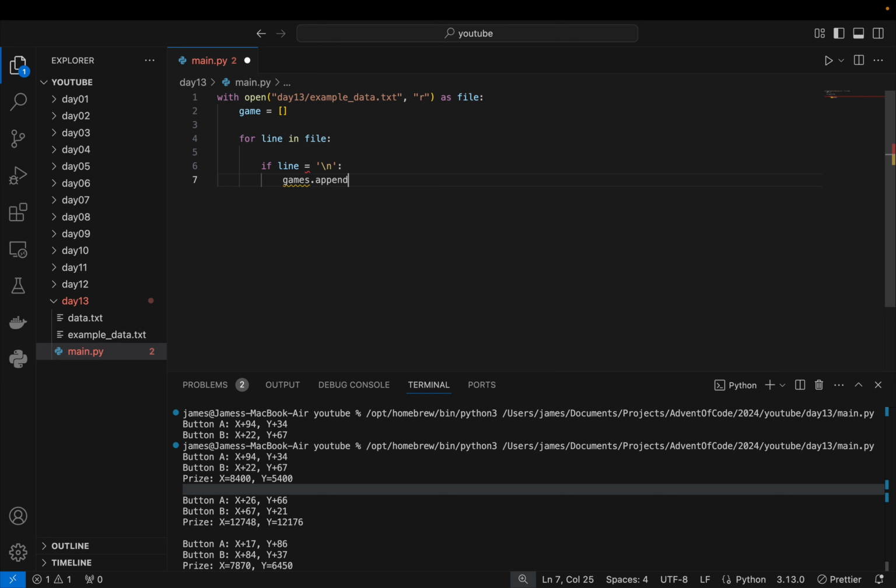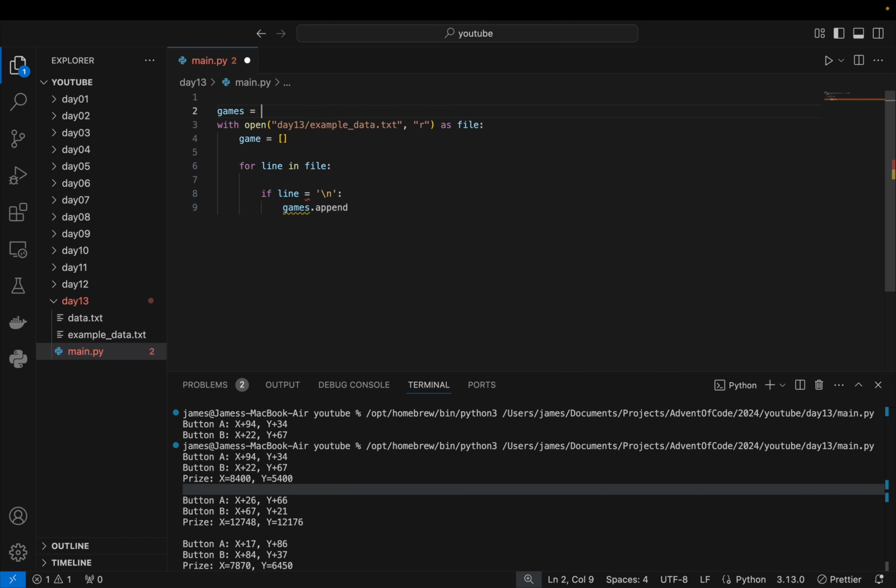So games append game. What is games? It's going to be something on the outside here, something like a global list here, equal to that, append game. And if not that, then reset game to be just an empty list, and then continue to the next block.